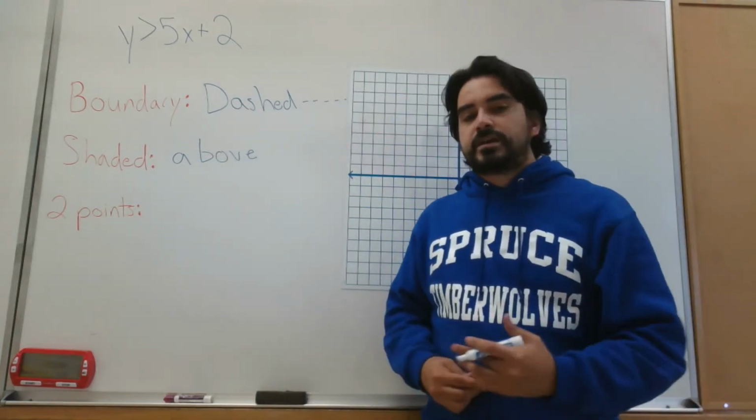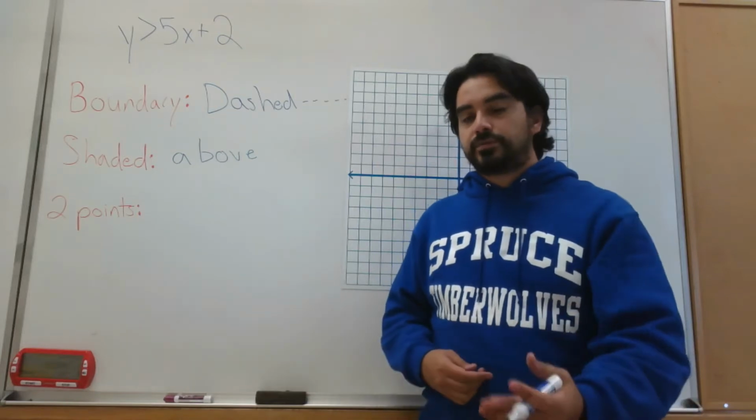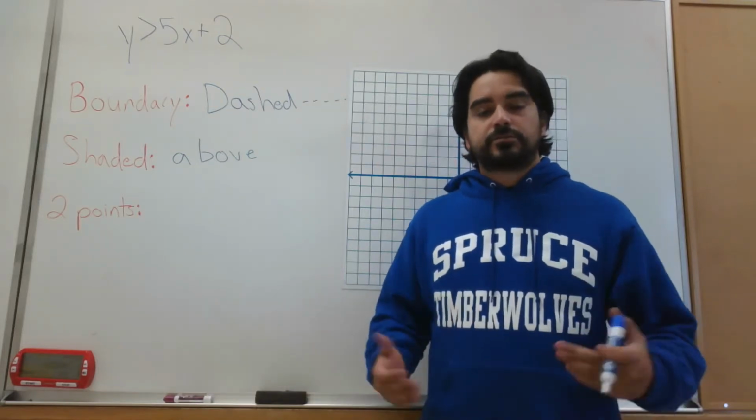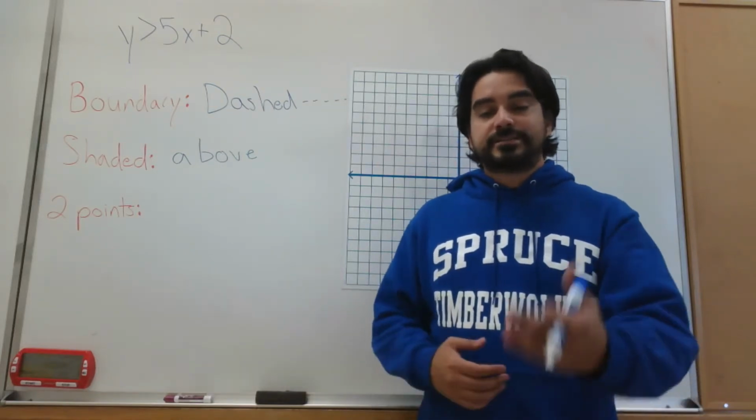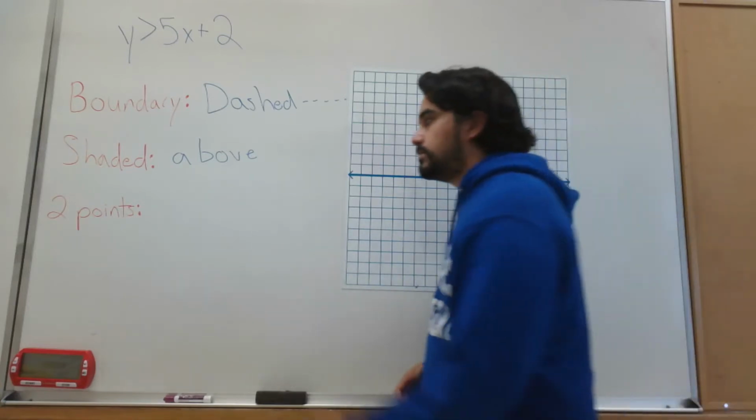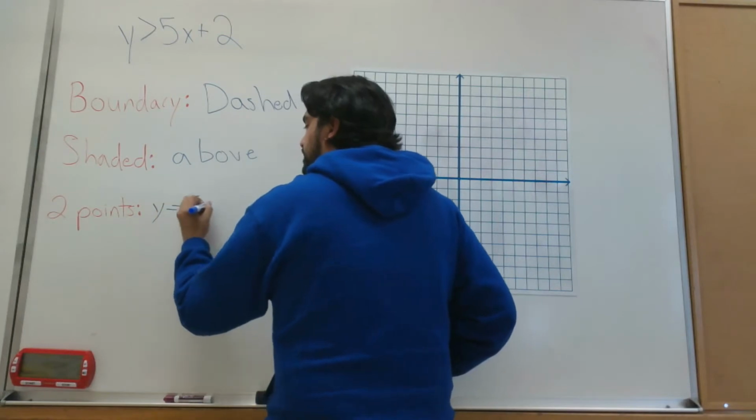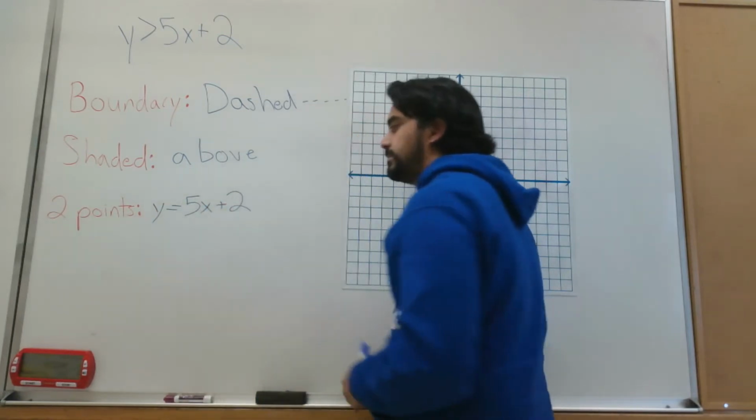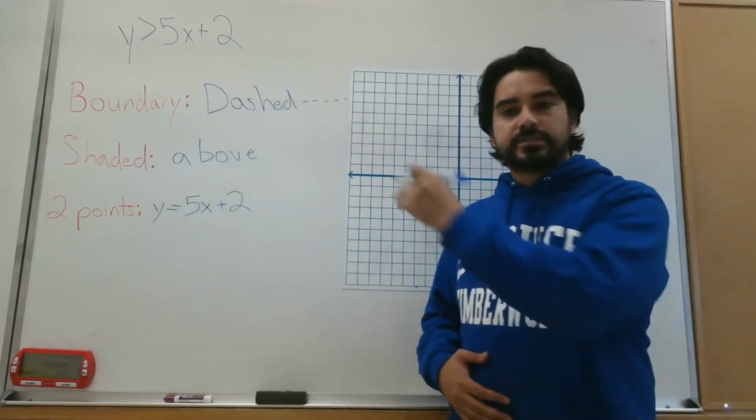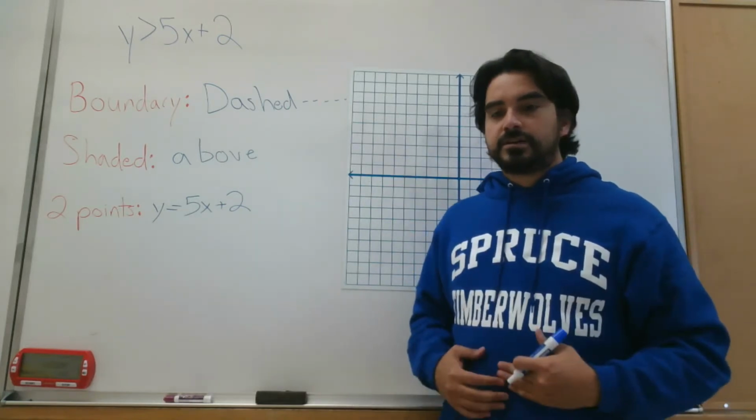All right, now let's find our 2 points on the boundary. In order to do this, we need to make the inequality into an equation. So all we're going to do is y equals 5x plus 2, because this will give us the line of the inequality.